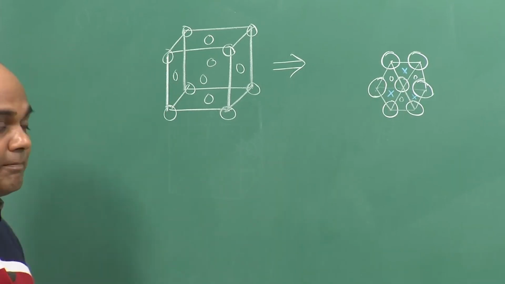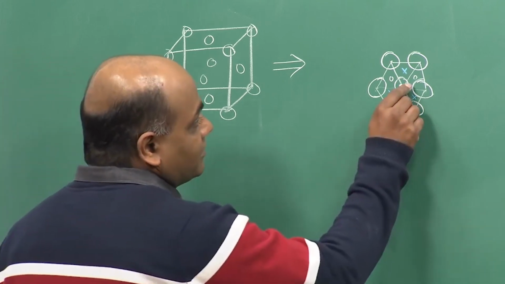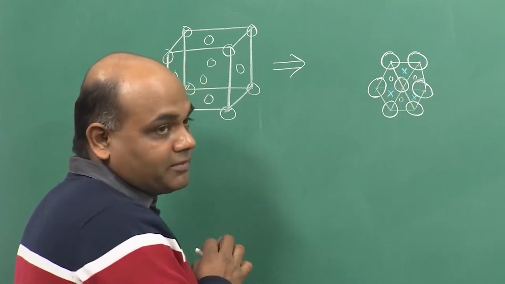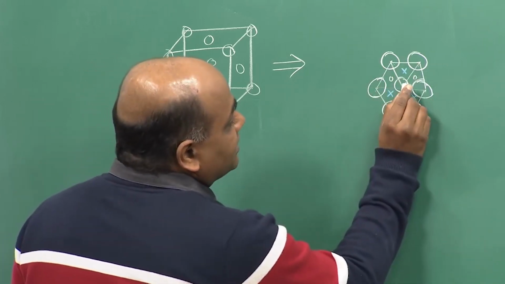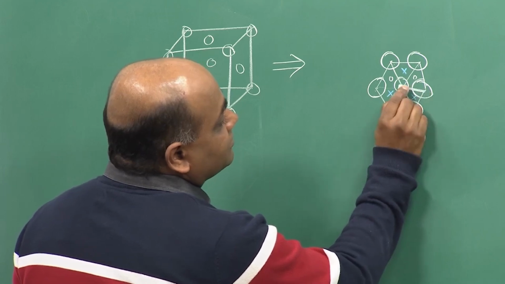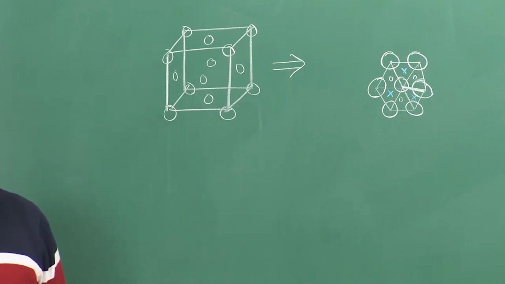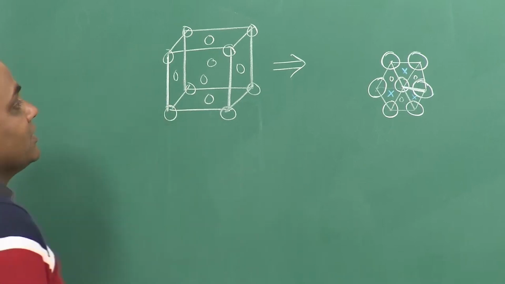And what would be the jump length? So, this central atom, there are 12 nearest neighbors. So, the jump distance, that is the distance between the nearest neighbor atoms. If we mark this length, how much would it be? We can figure it out.